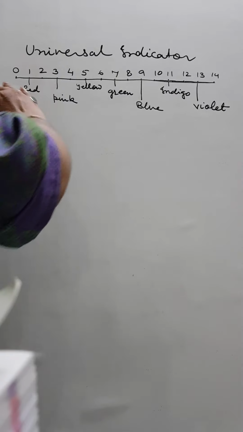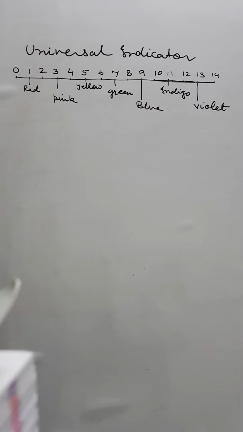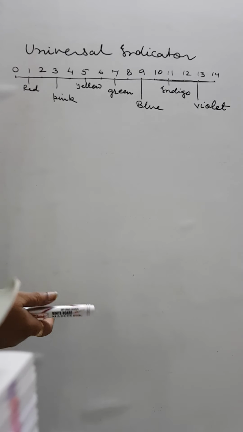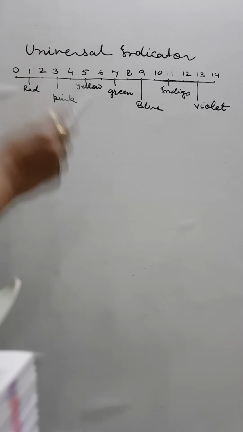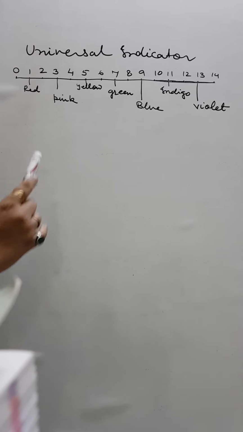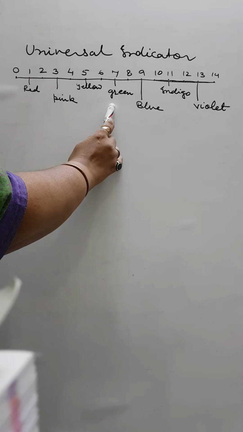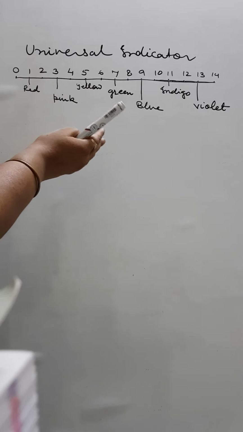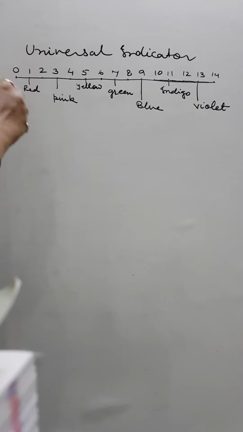Now let us see how they give a spectrum of colors. Let us see what they do at different pH, how they show the change in colors at different pH. So children, first of all we should know, at 7 it remains green. A universal indicator shows green color at pH 7. Then we know that acids on litmus show red color. So we are moving towards the reddish side.